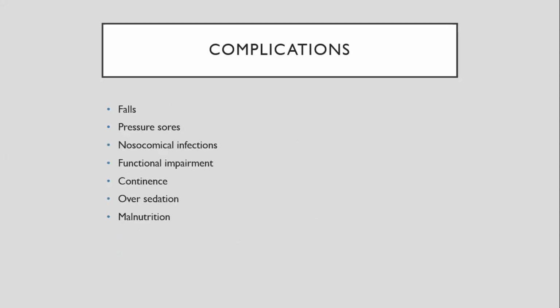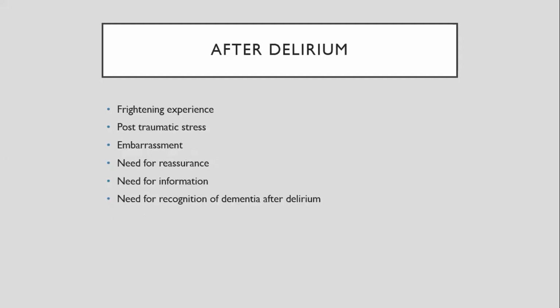And the complications of delirium, so falls, pressure sores, hospital-acquired infections, functional impairment, continence, all the risks of oversedation, as I've already mentioned, and malnutrition. So there's loads of complications, and that's why it's so important that we recognise it early, diagnose it, and try to treat it. And I think, as I've already said, after a delirium, it's a very frightening experience, particularly those that can recall it and have insight. And there's often a lot of embarrassment associated with it.